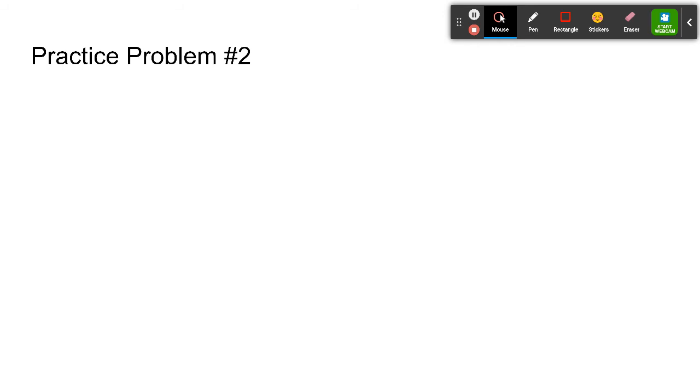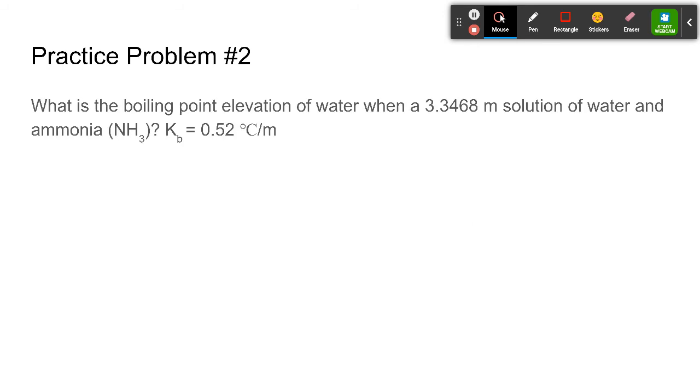Got another practice problem for you to do. This will be our last practice problem on the Edpuzzle. I told you this was a lot shorter. Not trying to torture you too much.